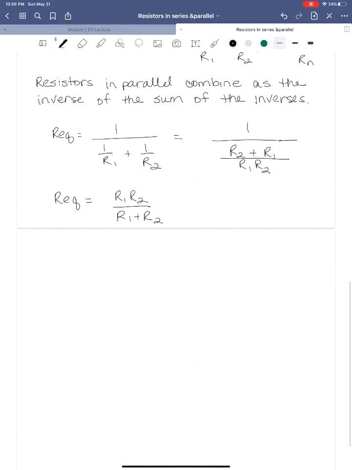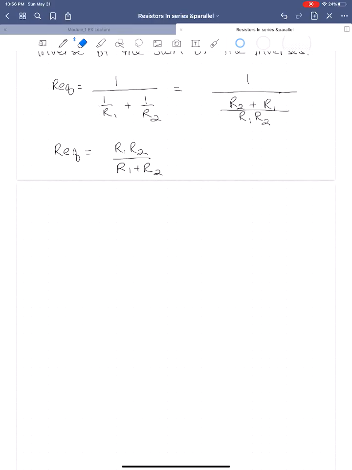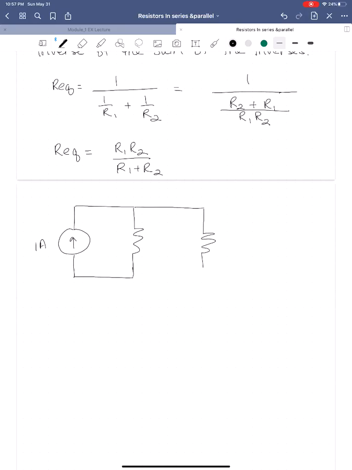So let's do a very simple example here. We'll have a one amp source and resistors connected in parallel. We'll just do 2: a 6 ohm and a 3 ohm resistor. And let's say we want to find this voltage, call it Vx. We can find that by simplifying the 2 resistors. So we can redraw this as a single current source and a single resistor in parallel.